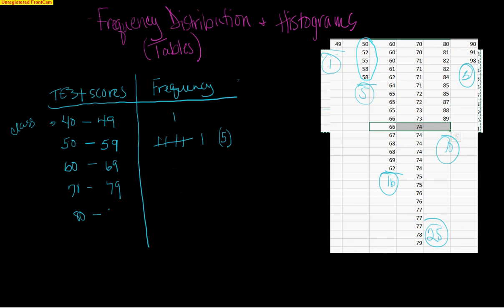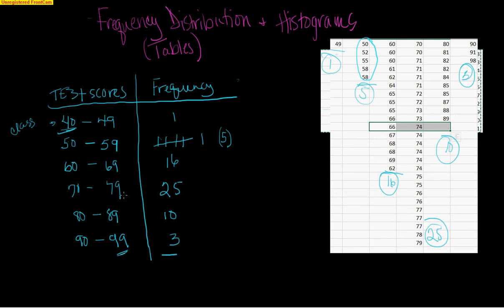60 to 69, there were 16 students that fell in that category. Okay, and let's get my pen back. There were 25 students between 70 and 79. And between 80 and 89, there were 10 students. And between 90 and 99, there were 3 students. And then we can stop there because we have captured all of our data. There's nobody below a 40, there's nobody above a 99. So we can stop there.